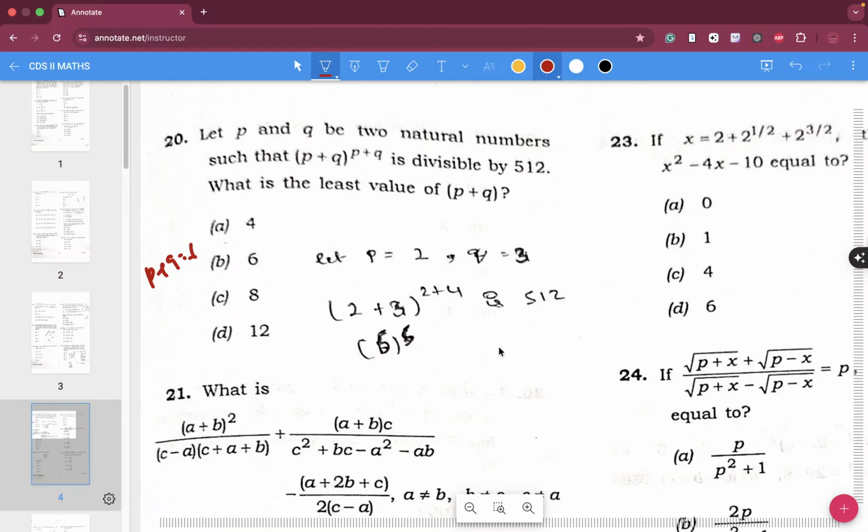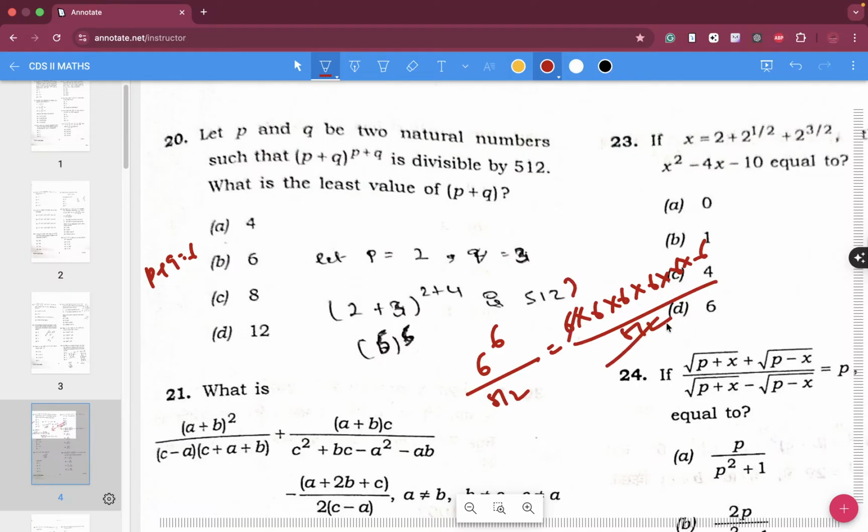Now if P plus Q was equal to 6, which means 6 raised to the power 6, is it divisible by 512? 6 into 6 into 6 into 6 into 6 into 6. Now it is 512. This is your 3, 256, this is your 3, 128, this is again 3, 54, and again 3, 27.